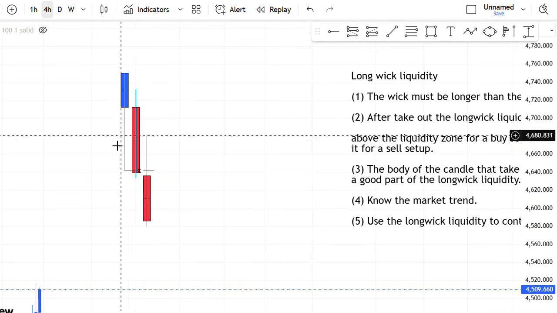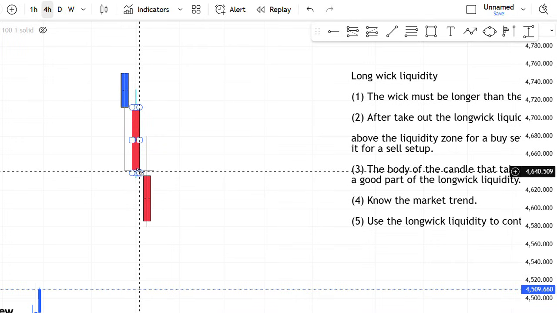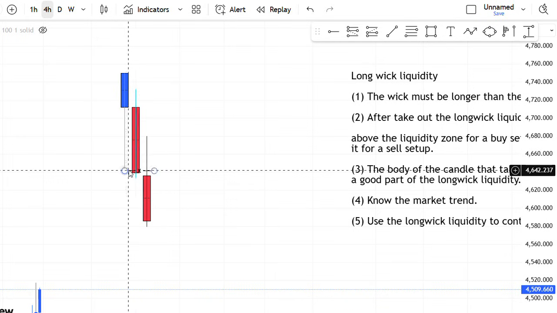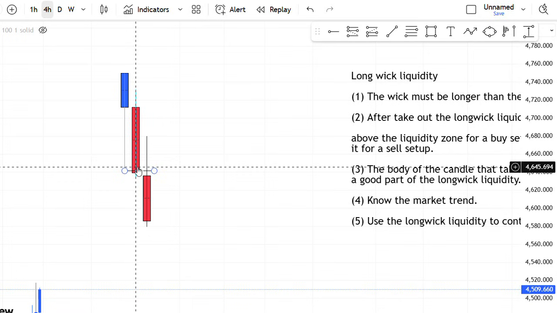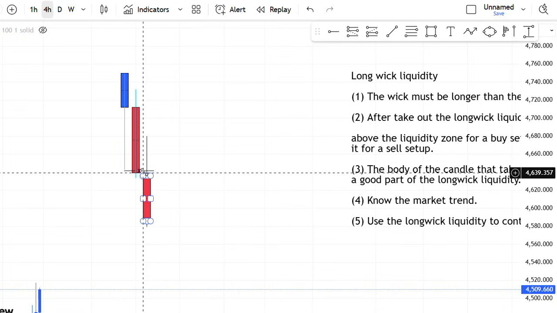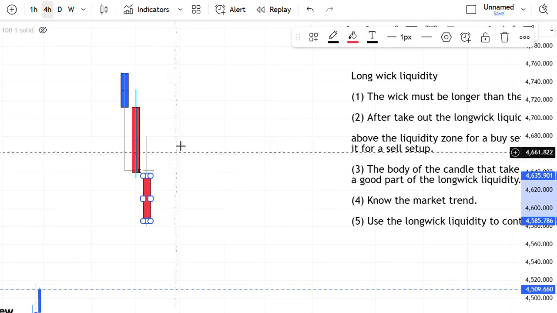Let's say this is our Longwick liquidity here, and the market swept it, took out the liquidity and closed with the body. It did not reject this zone and close above it. It closed with the body. The market might just go a bit up, for example, then reject this zone and continue.